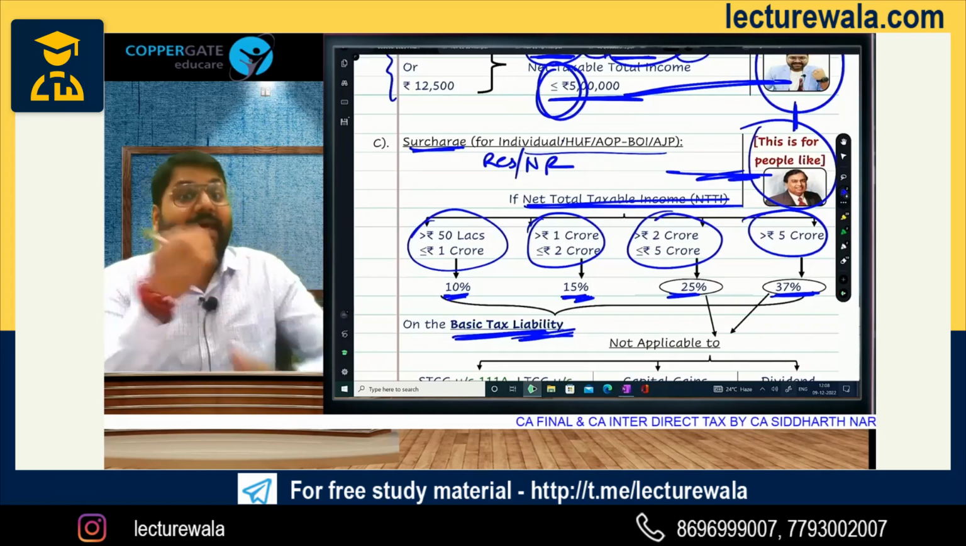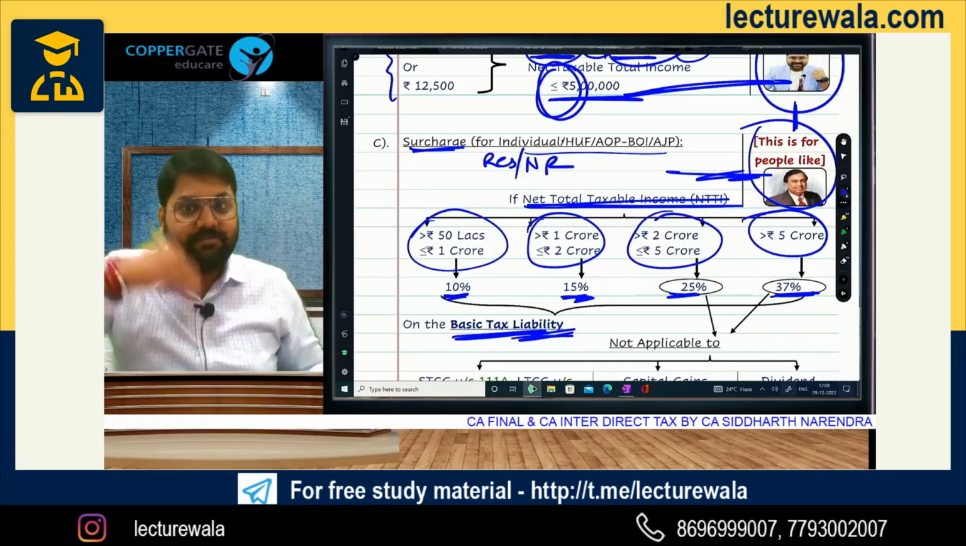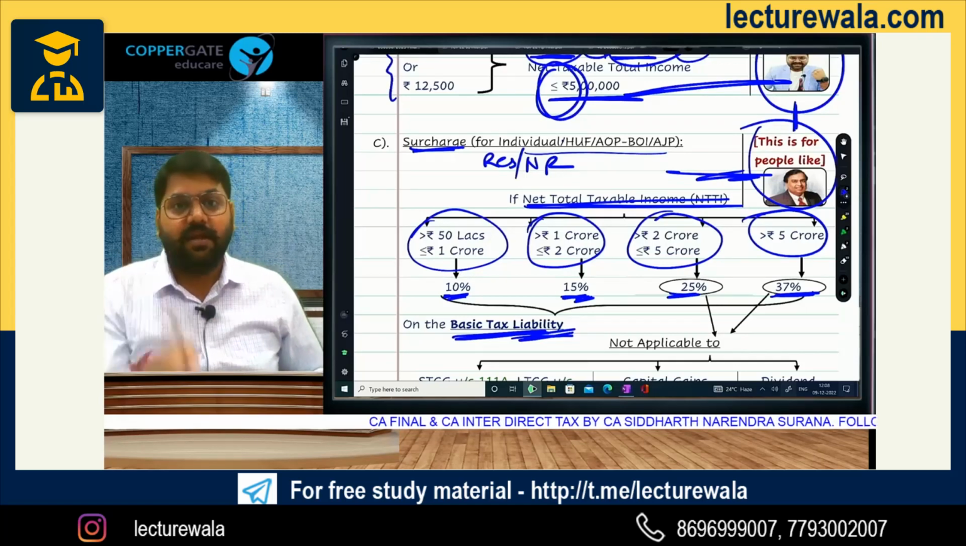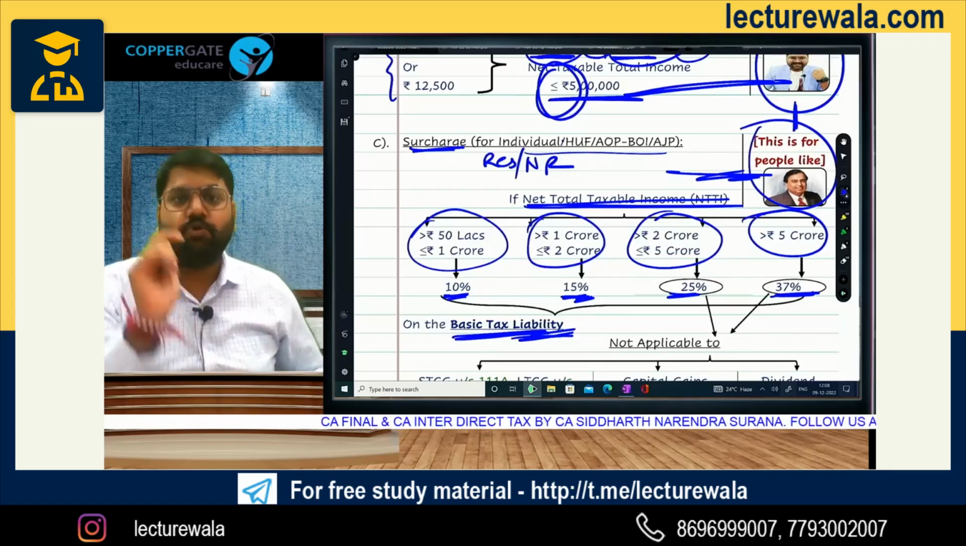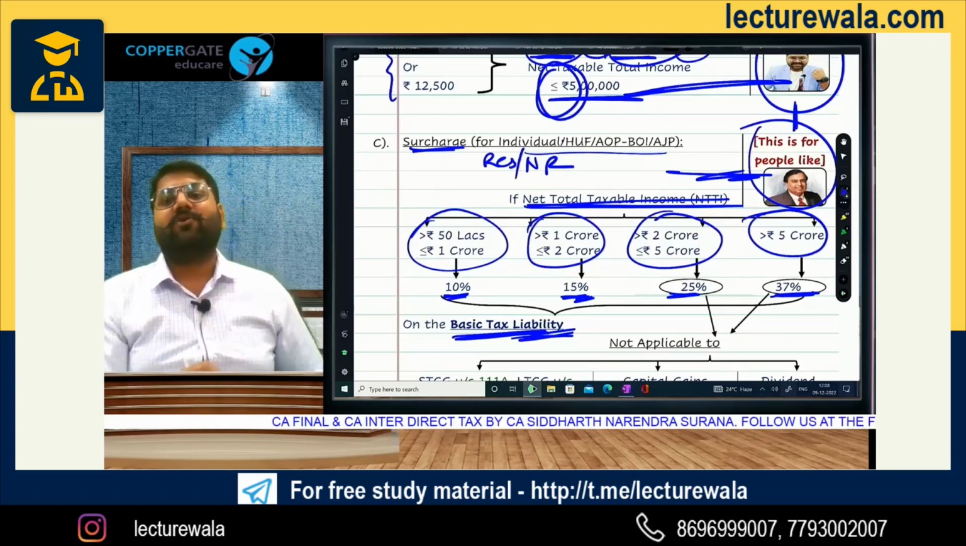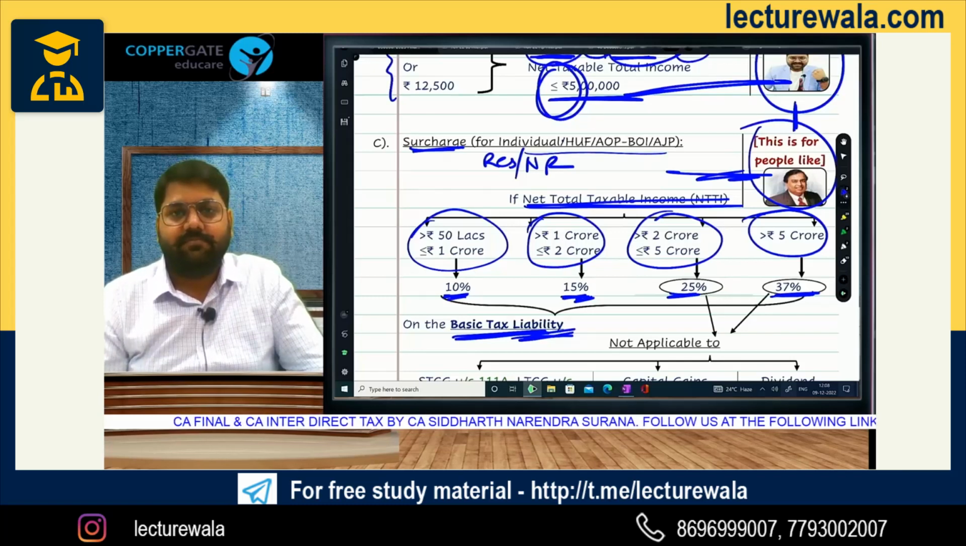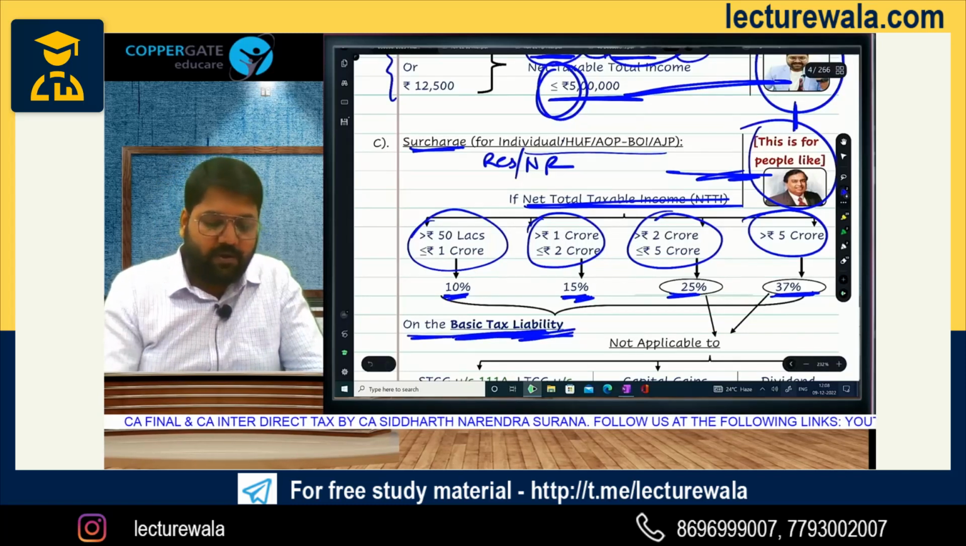Third, in rebate equal to 5 lakh is covered, but in surcharge equal to 50 lakh is not covered. And as the surcharge increases, it becomes 15 or 25 or 37. It has to be greater. Equal to 1 crore will be 10. Equal to 2 crore will be 15. Equal to 5 crore will be 25. It has to be greater to apply the bigger rate. And all these rates will apply on your basic tax.